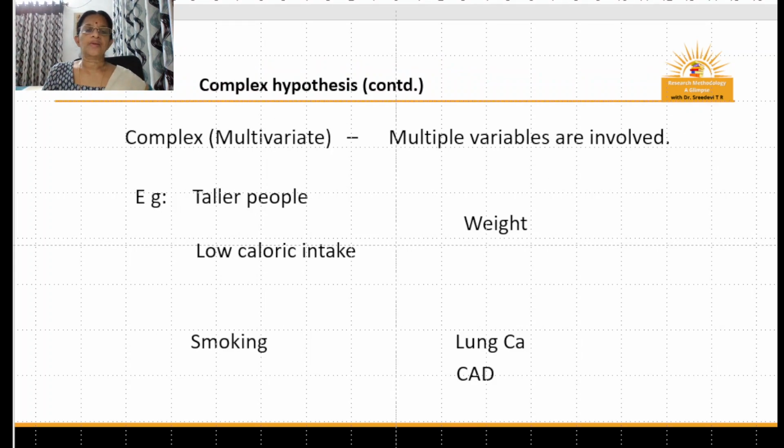Again, one simple example for complex or multivariate hypothesis, that is taller people and low caloric intake affect the weight. So, independent variables are taller people and low caloric intake, dependent variable is weight. Again, smoking can cause lung cancer or coronary artery disease or other diseases. It may affect many other systems. So smoking can cause lung cancer, CAD. So here one independent variable and two dependent variables.